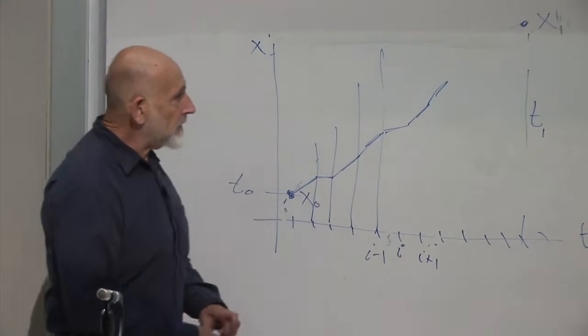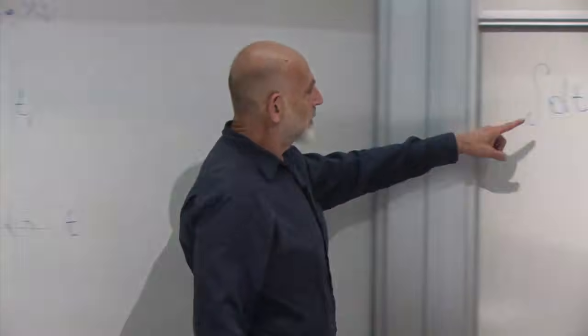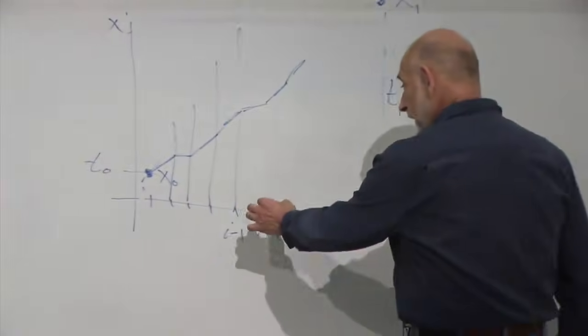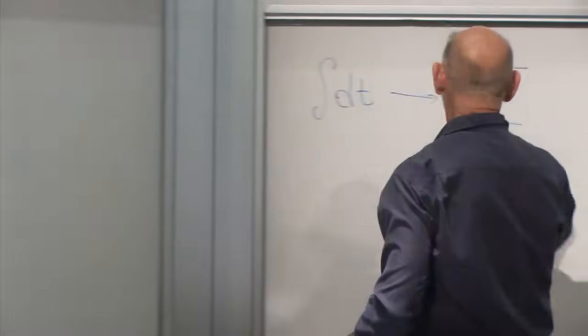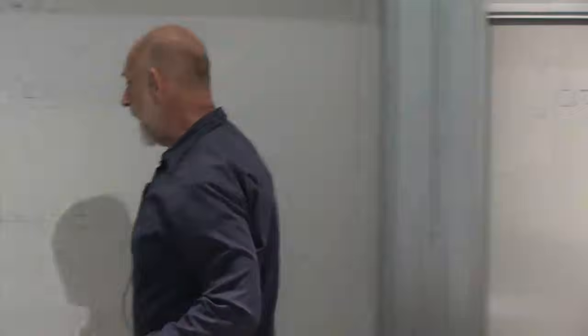And let's take into account, first of all, what do we do with dt? What does dt really mean? It means this little distance here. It really means that little distance. That becomes epsilon. dt is replaced by epsilon.